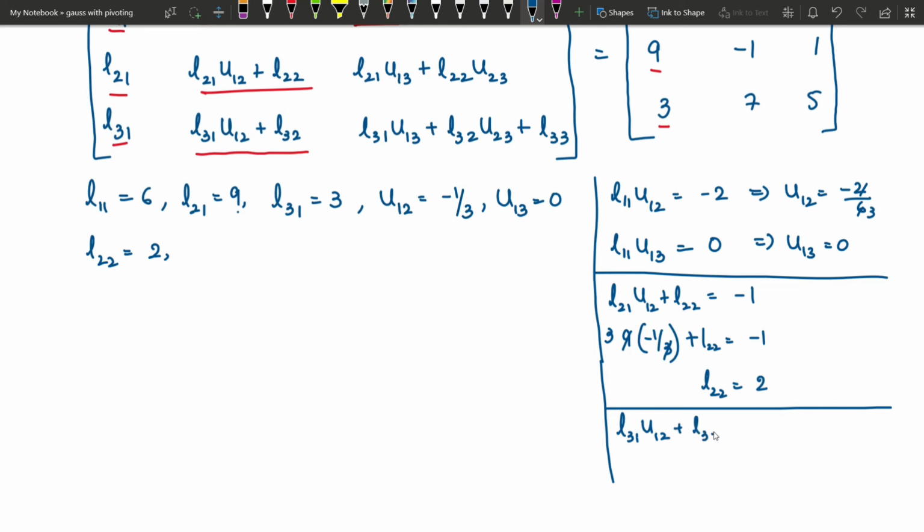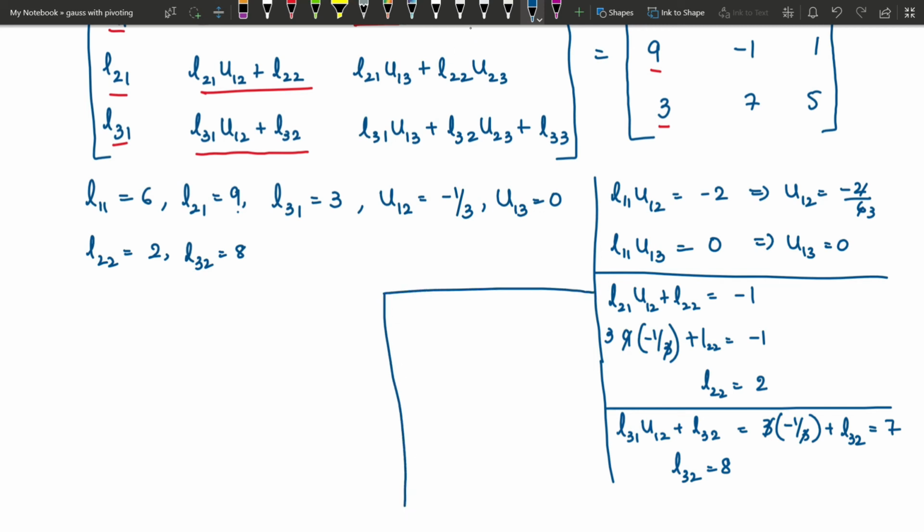Okay. Next we will take this equation because this also has 3 unknowns. So L31 into U12 plus L32. Now what is L31? It is 3, into U12 which is minus 1 by 3, plus L32, which we don't know, equals 7. So this gets cancelled. Minus 1 goes to RHS, it becomes plus 1. So L32 is 8. We will write that here.